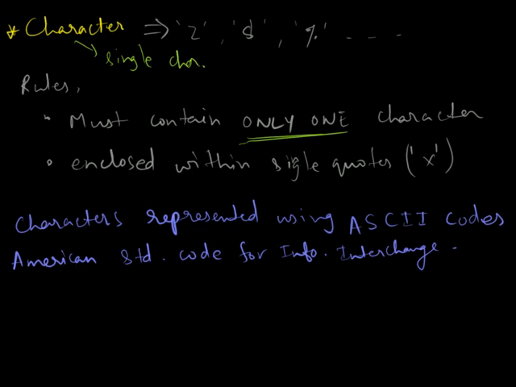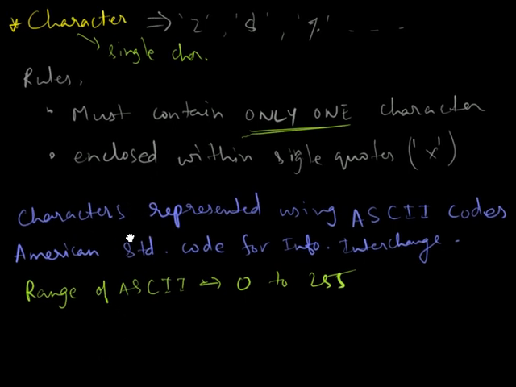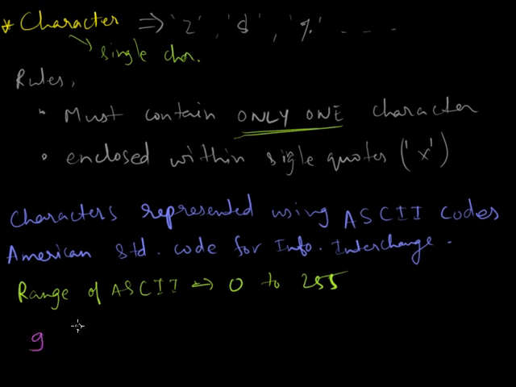So the range, as I said, computers have limited memory, so the range of ASCII is from 0 to 255. So you can only represent 256 characters using ASCII. Now let us take examples and try to determine if it's a character or not. If I say just 9, people would say that it is a character, it is a number in fact, but I would say it is wrong, because 9 is not enclosed within single quotes. So it is indeed a number, it is not character. When I say 9 in single quotes, it's correct. It is now a character.